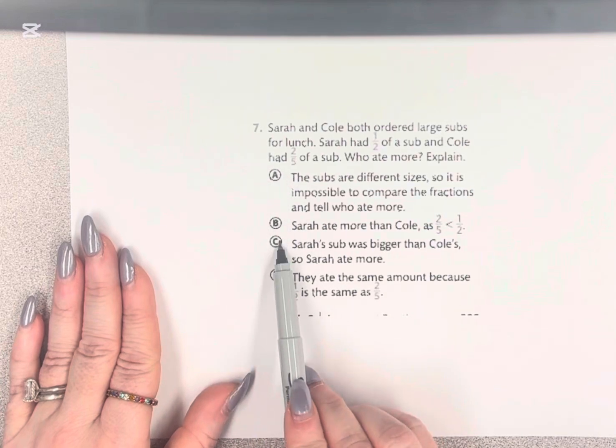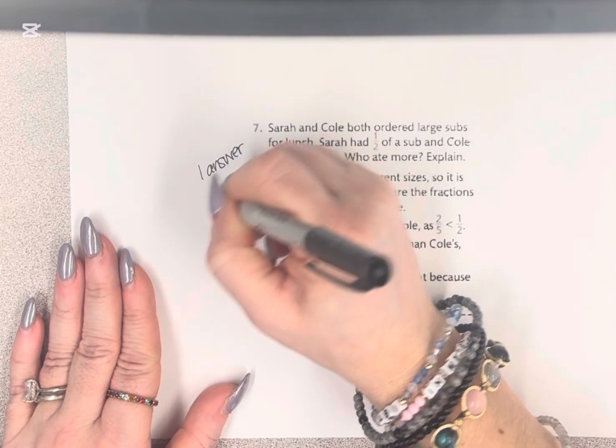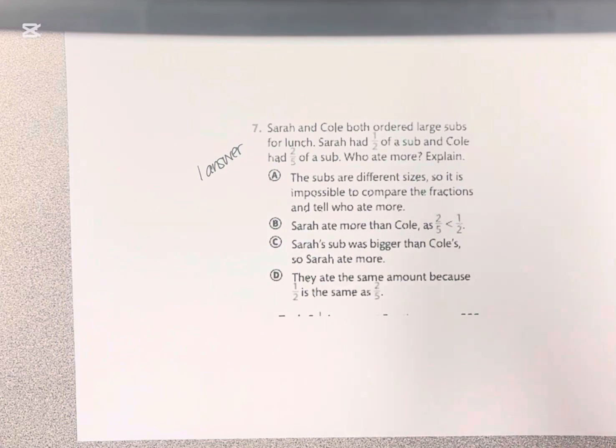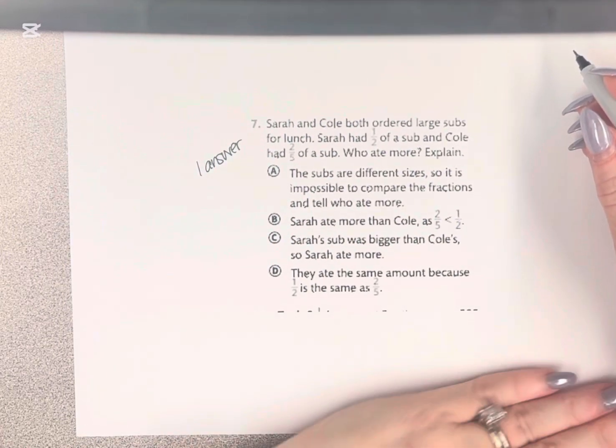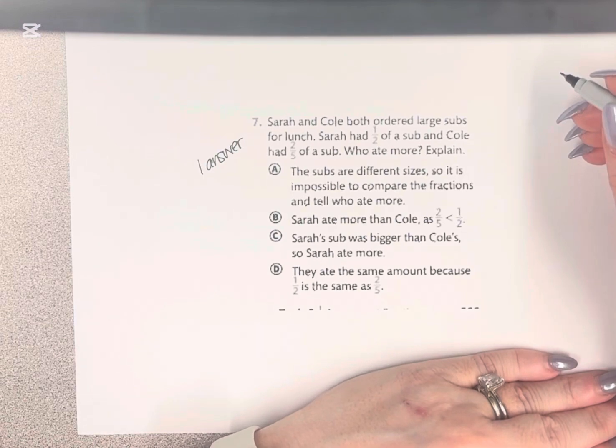Anytime you see A, B, C, or D, there is only going to be one answer, okay? When you see the little boxes, it's going to be select all that apply. Sarah and Cole both ordered large subs for lunch. Sarah had half of a sub, and Cole had 2/5 of a sub. Who ate more?